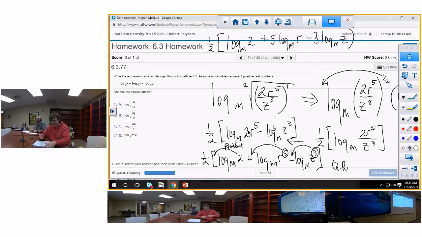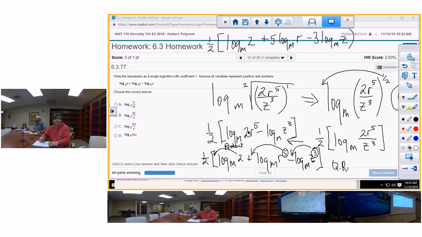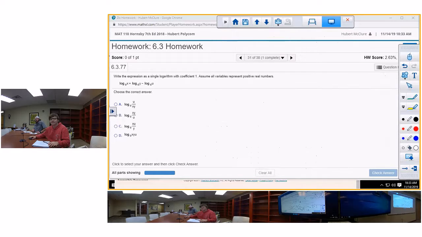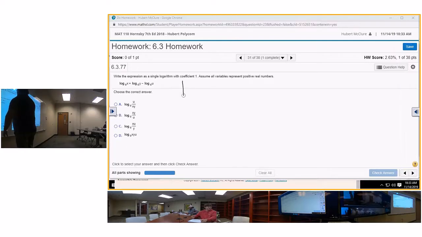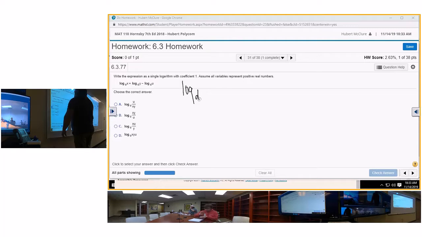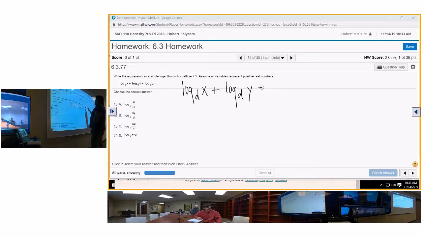Oh shoot, what'd you do? What are you talking about? This one says log base d of x plus log base d of y minus log base d of u. So that should be pretty simple.